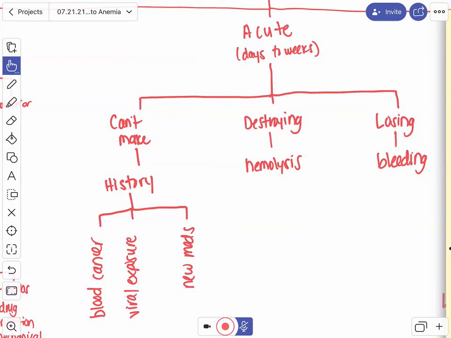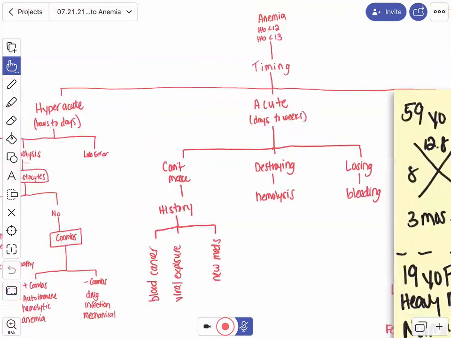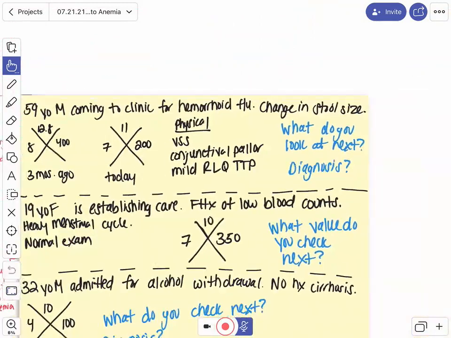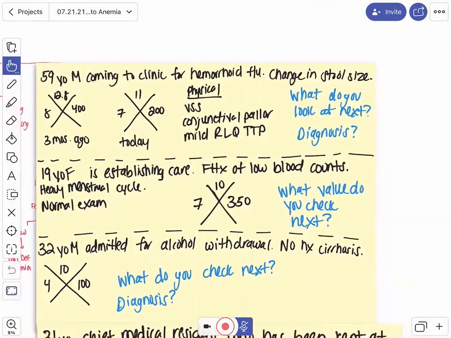Okay, so we have done hyperacute, we've done acute. The last thing that we have is chronic. And so we have 3 cases. I'd actually like to start with the middle case.